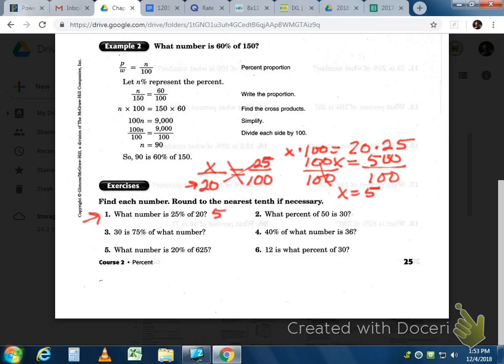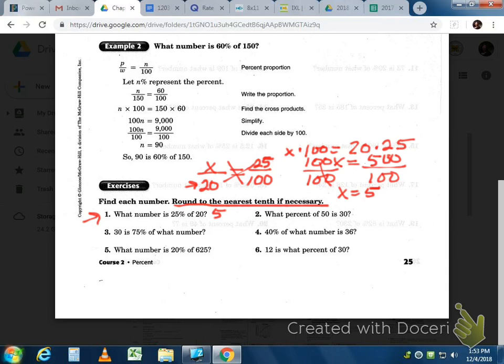Something I want to point out because we had a little issue with this today. Round to the nearest tenth if necessary. It came out with 5. Is it necessary to round? No. No decimal there. Don't have to worry about it. Questions about number 1? Okay, let's look at number 3.